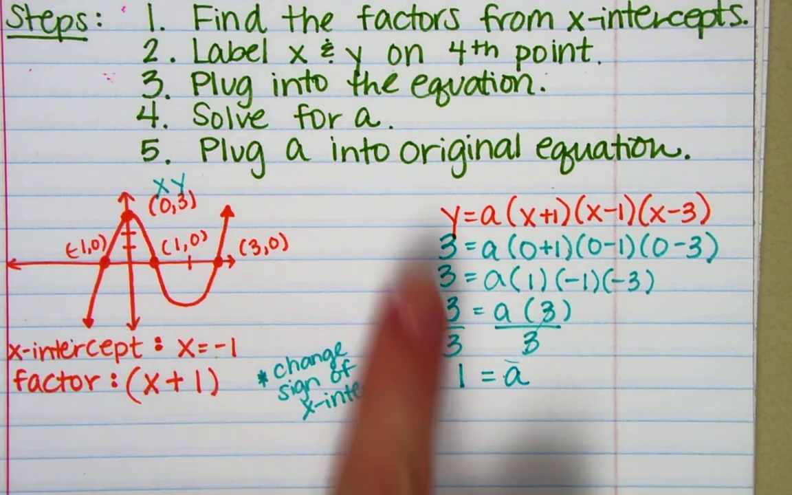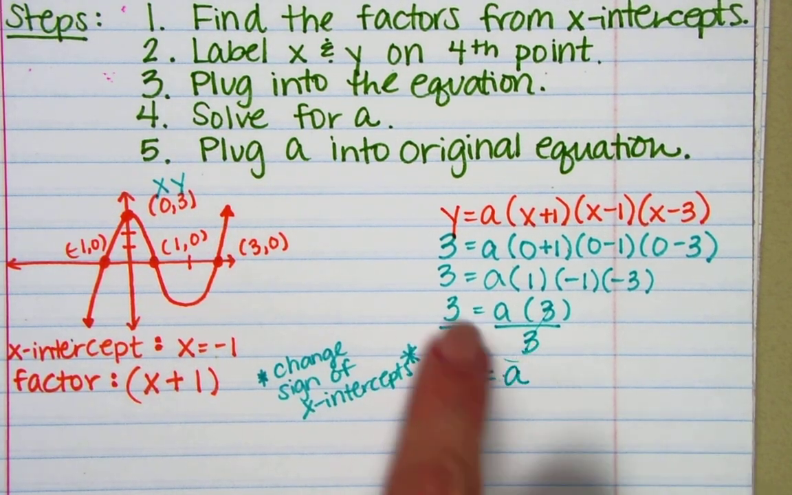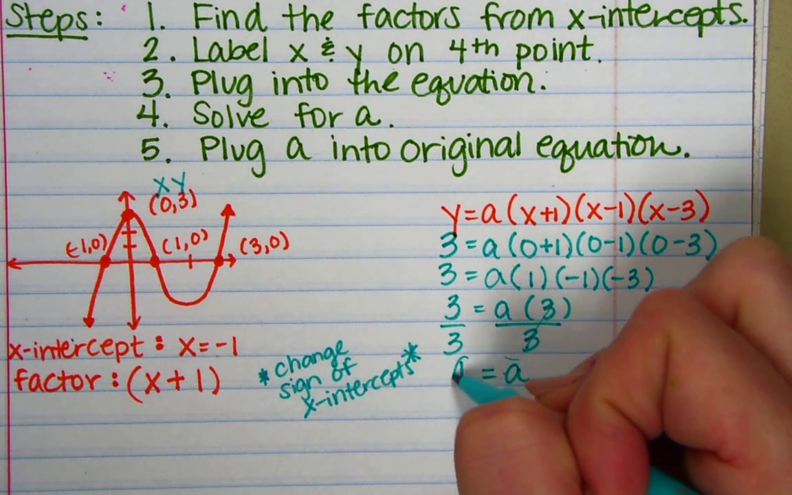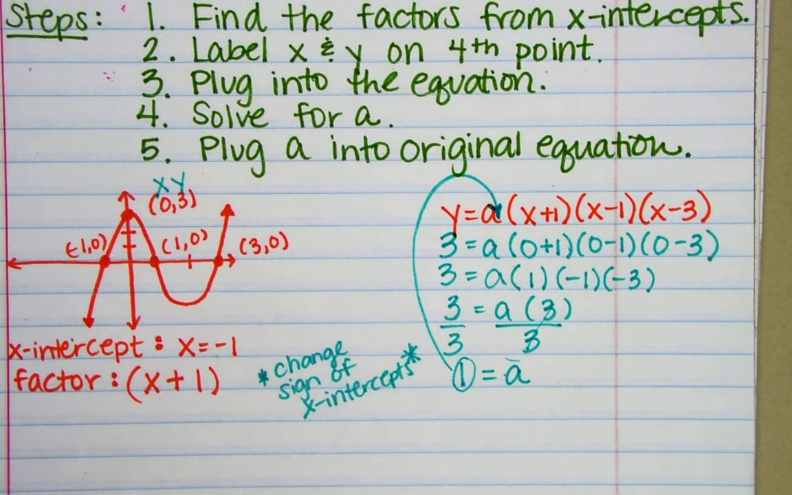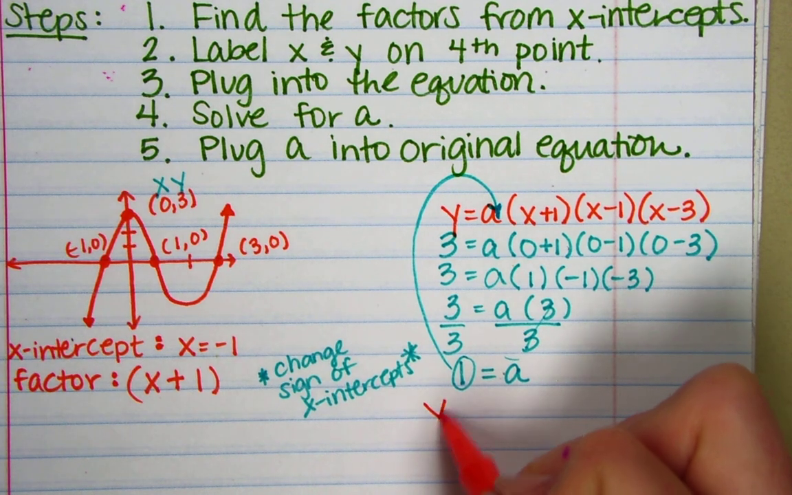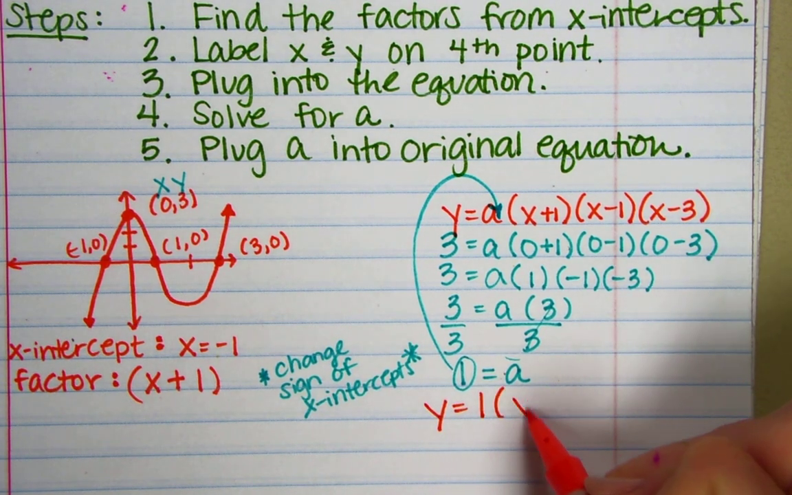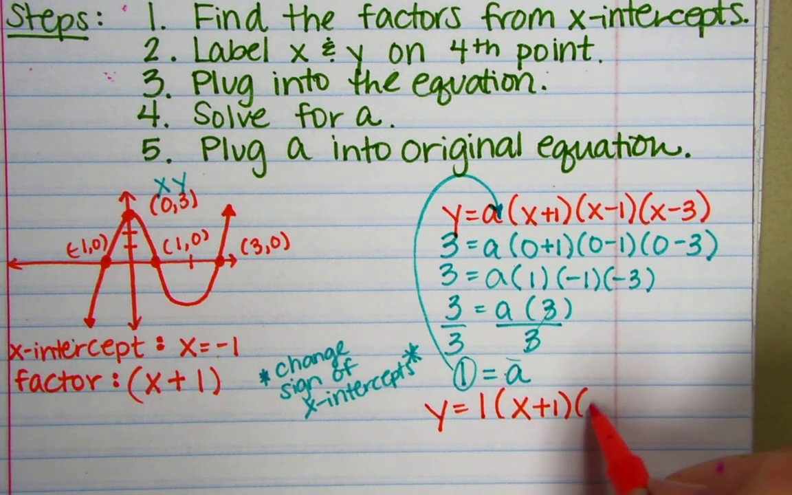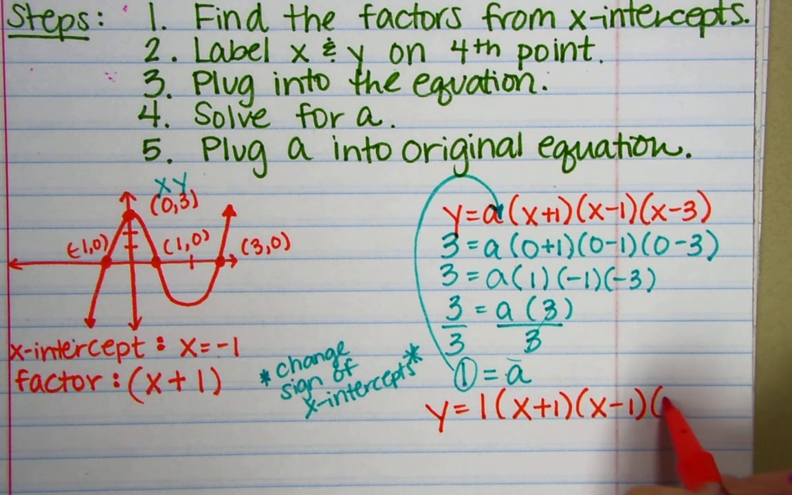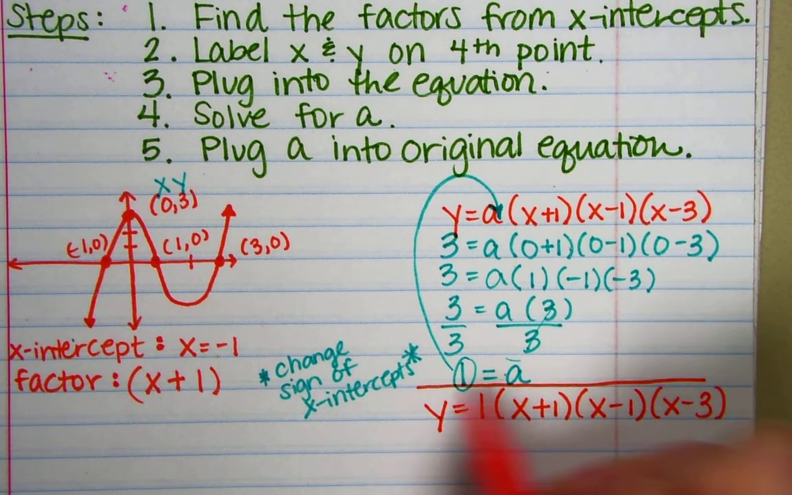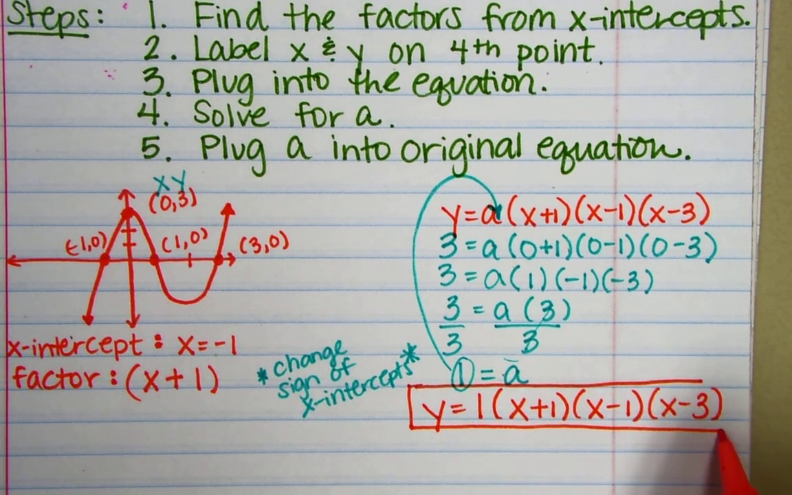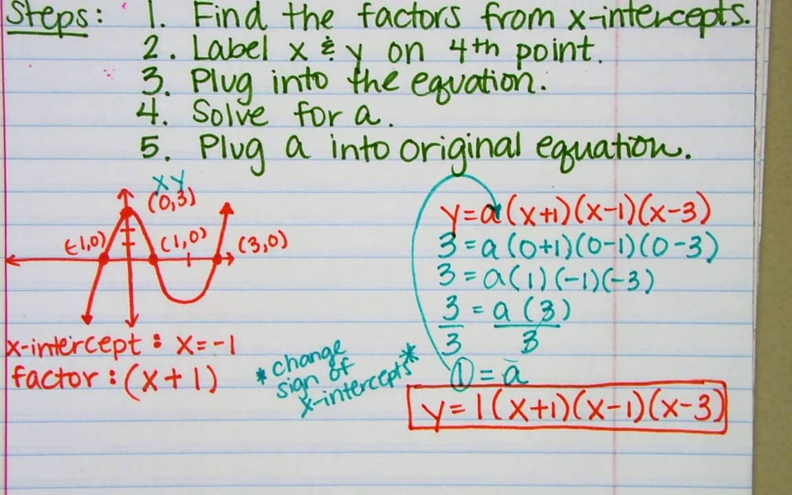Solve for a. Last thing we need to do is plug it into our original equation. So this 1, we'll plug it in right there. Okay, so I'm going to rewrite the equation. Y equals 1 times x plus 1 times x minus 1 times x minus 3. Okay, and that is the equation of our graph right here to the left.